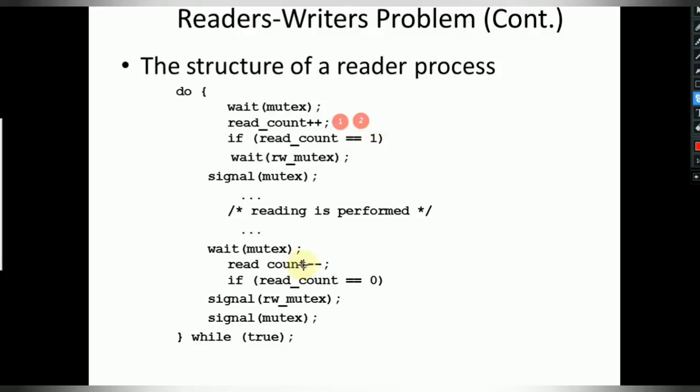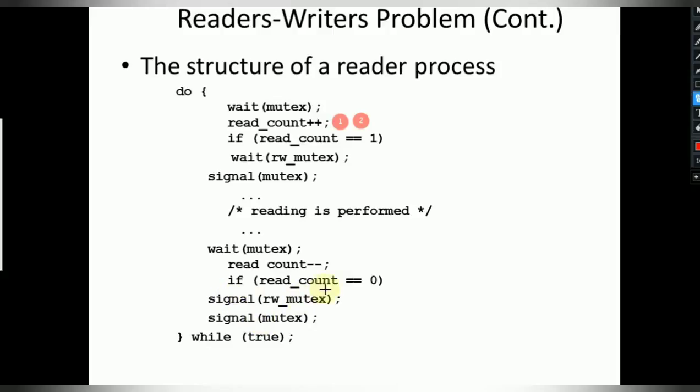Now again, while leaving, I am changing the read count value, or decrementing the read count value. When I am decrementing the read count value also, to ensure only one process at a time is working on the variable read count, I am using the mutex semaphore. So again I am running the wait mutex, decrementing the read count, and then again I am signaling the mutex.